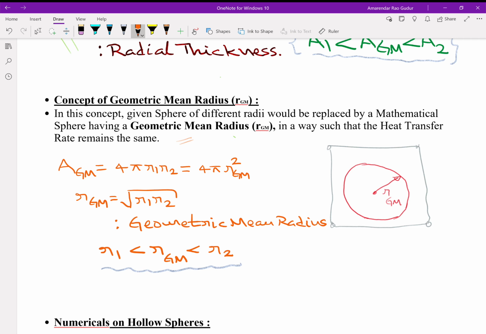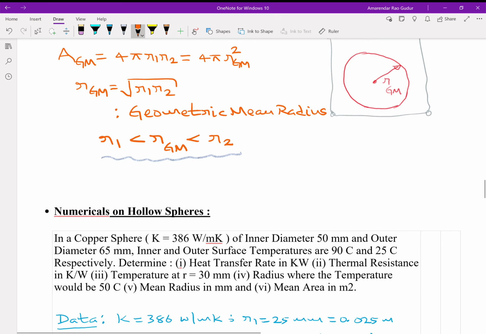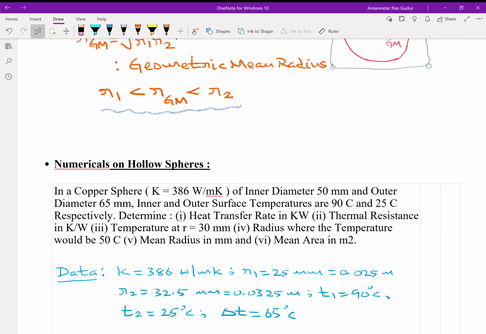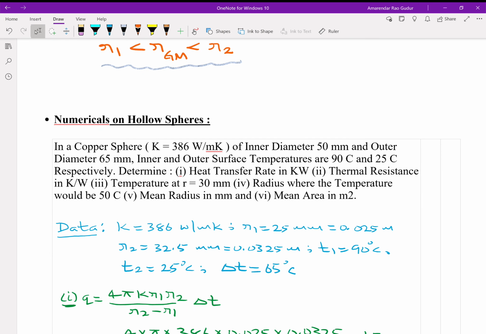Now let's try to address some numericals in which these equations will be implemented. First we'll talk about a very general problem, that is a copper sphere. For copper, K is 386, inner diameter 50 mm and outer diameter 65 mm. Inner and outer surface temperatures are 90 and 25 degrees centigrade respectively.